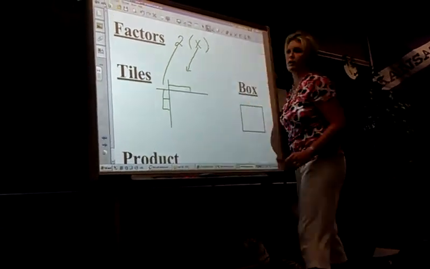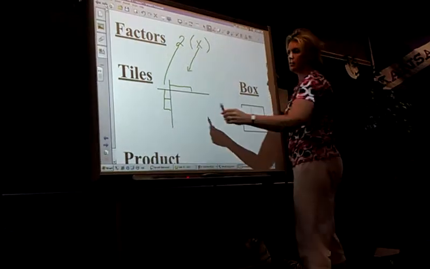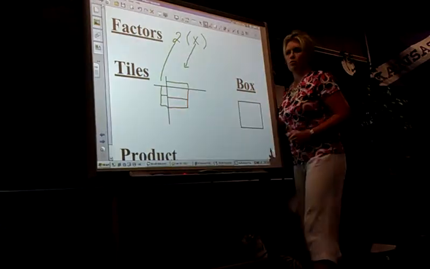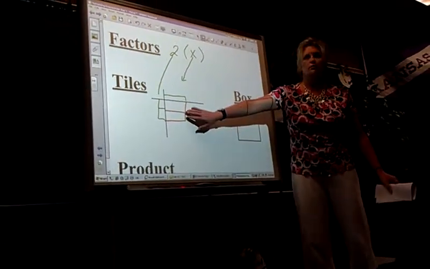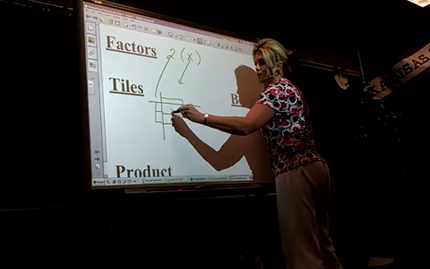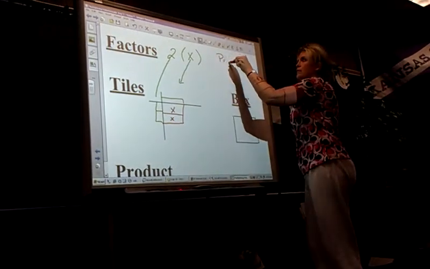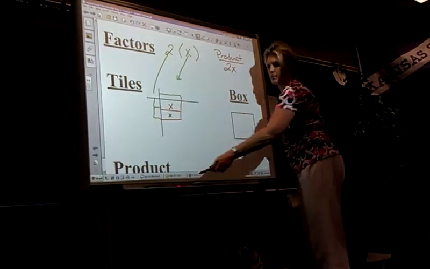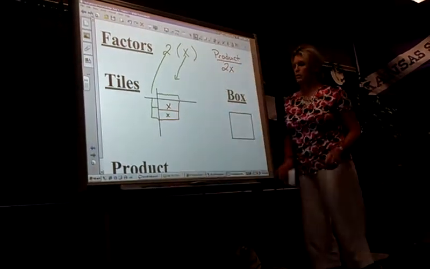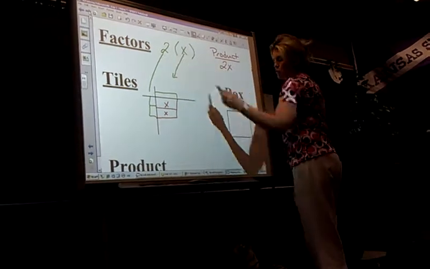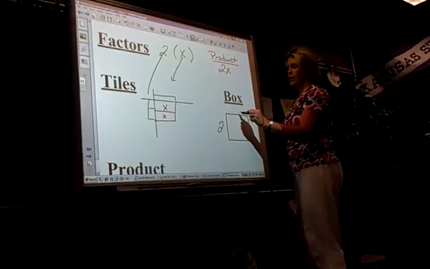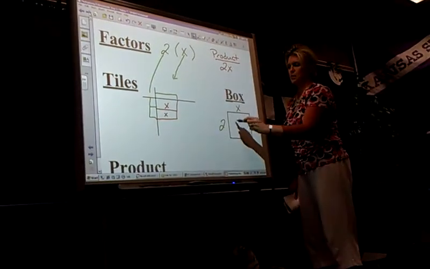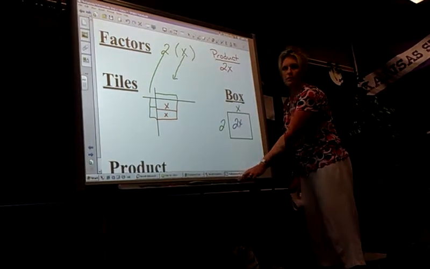So my factors are drawn, and now I need to find my product. Well, let's continue the lines. What do I have now in the product area? 2 x's. Okay, so my product is 2x. So in the box method, we would put the 2 right here and the x across the top. 2 times x, 2x.